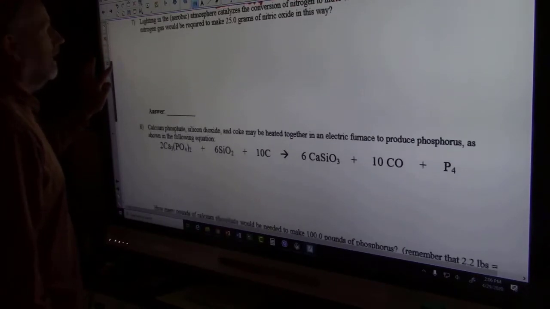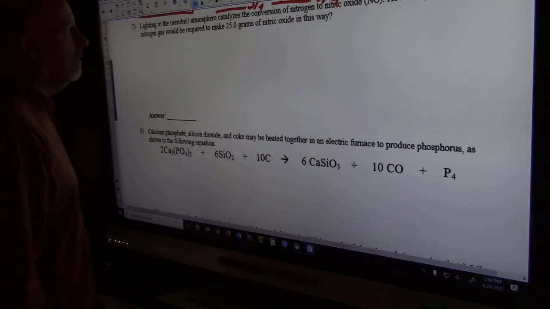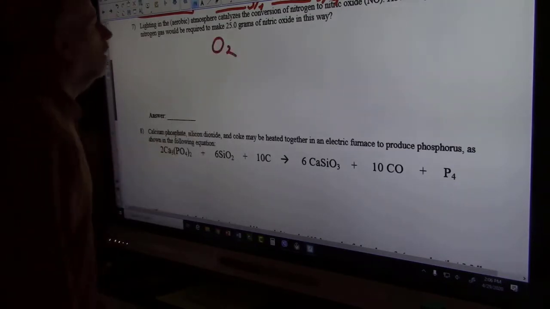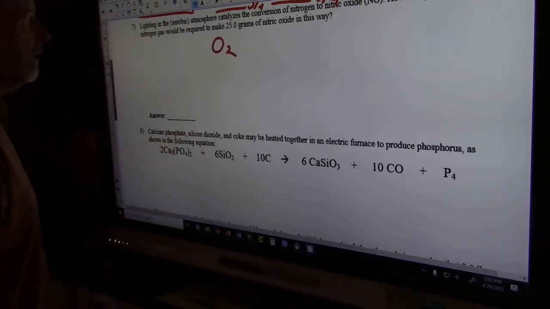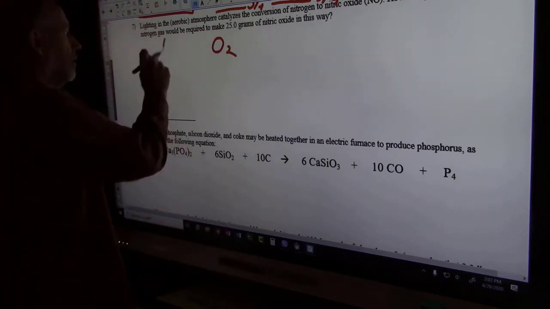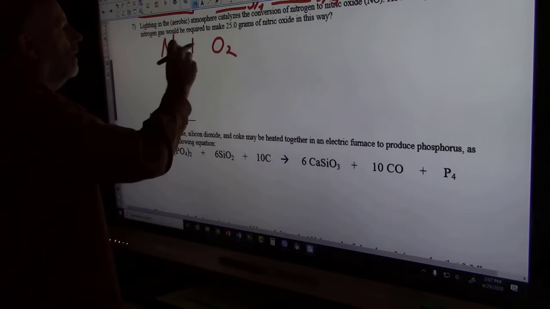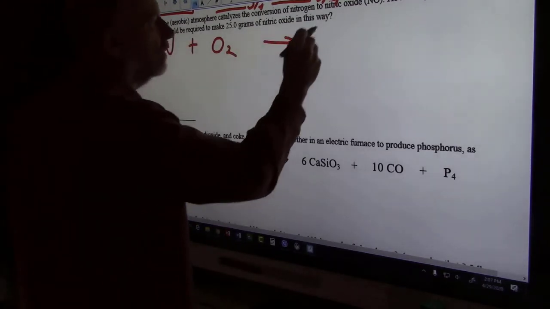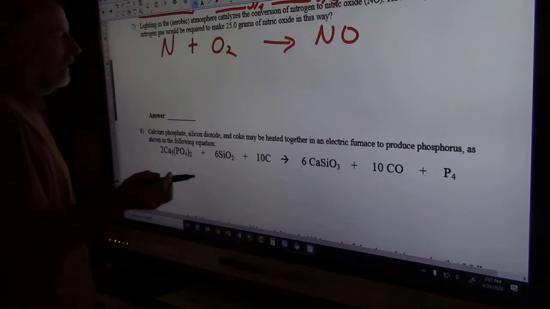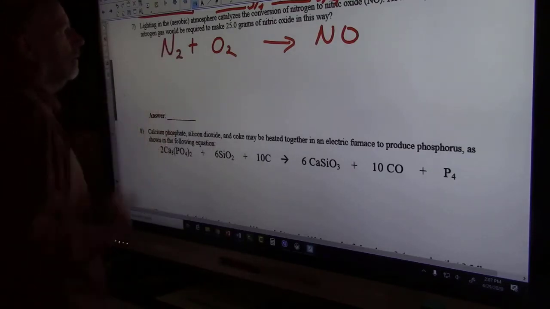All right. Number 7, lightning in the aerobic atmosphere. Hint, hint, hint. Oxygen, aerobic. Catalyzes the conversion of nitrogen to nitric oxide. So nitrogen plus this is going to make nitric oxide, which is NO. N all by itself. Is that ringing a bell? Is that one of Lucky 7? Yes, it is. So put a 2 there.